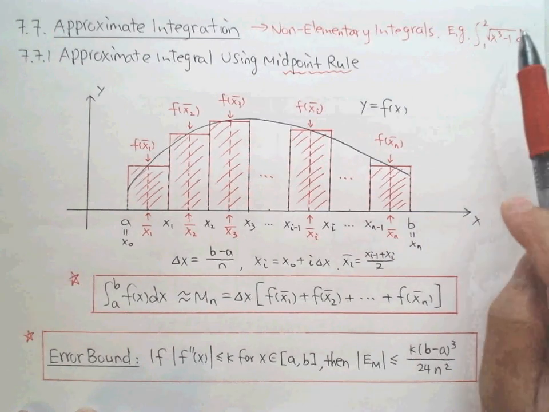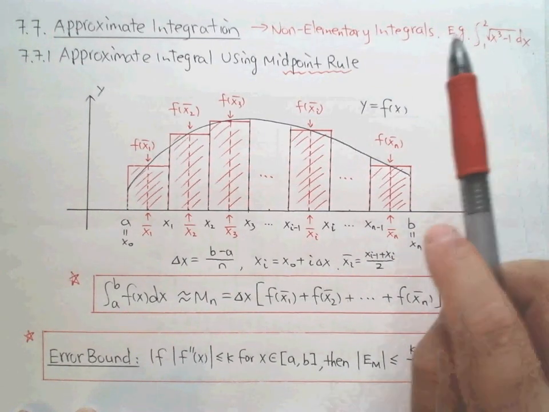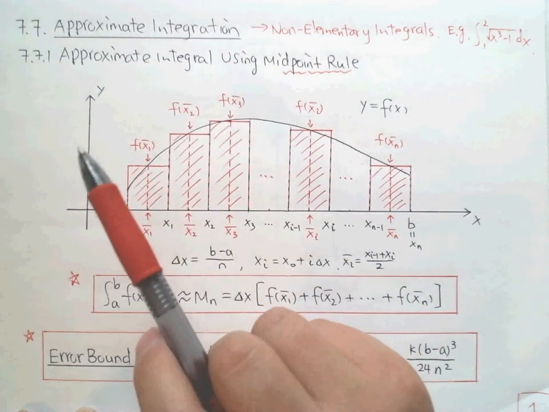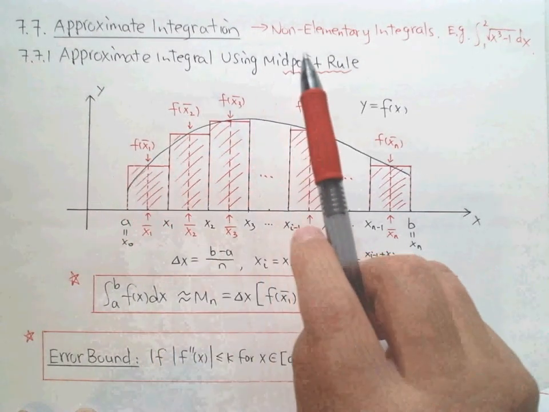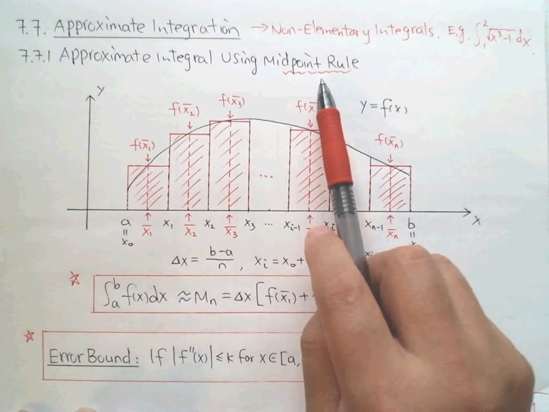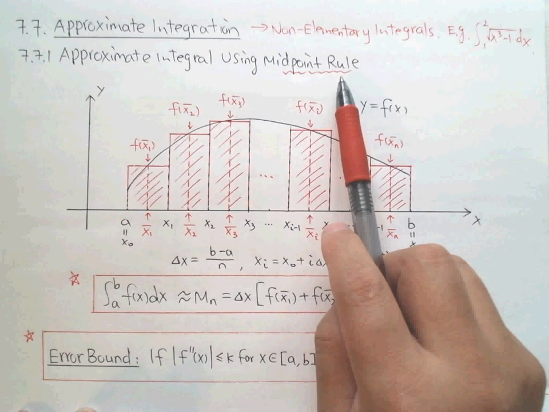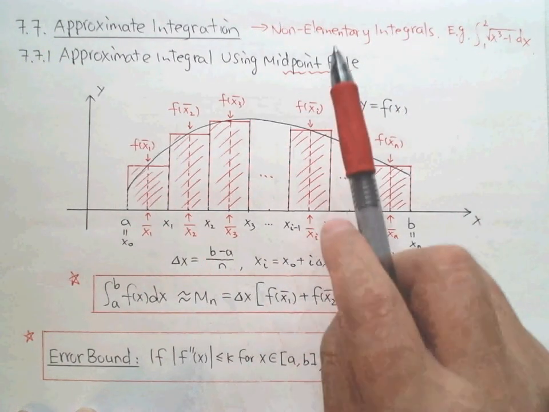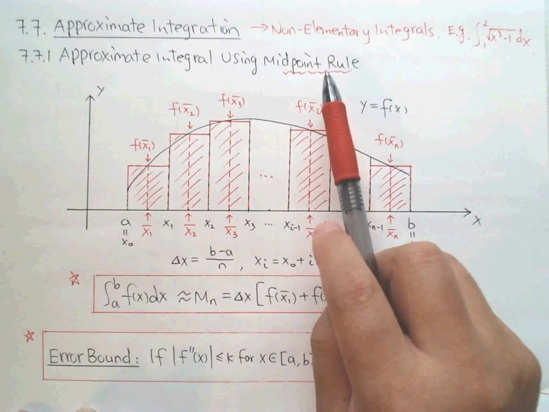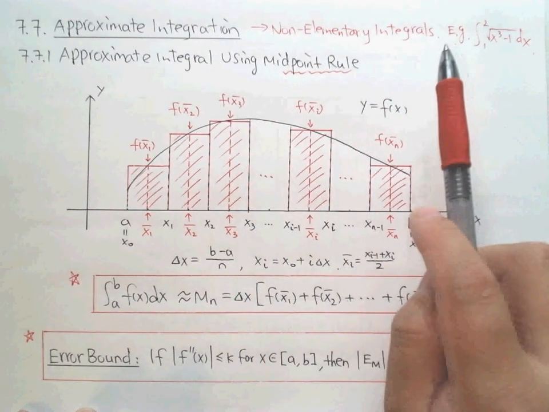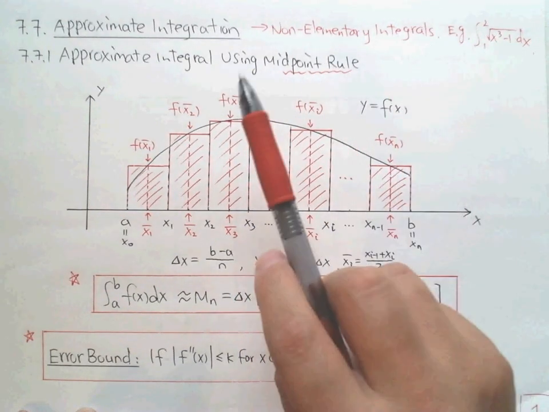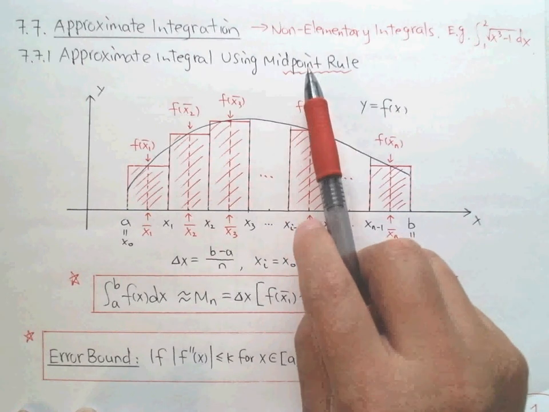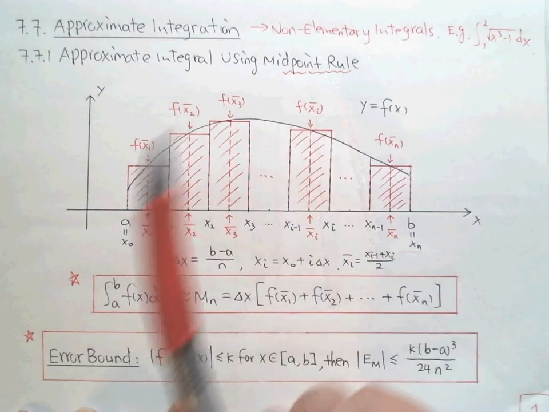And basically we have three basic types of approximation. Here is the first type, which we call the midpoint. Later I'm going to show you the other two. Of course, we already learned the other two, which are the left endpoint and the right endpoint. And this midpoint is better than the other two, so we put it first.